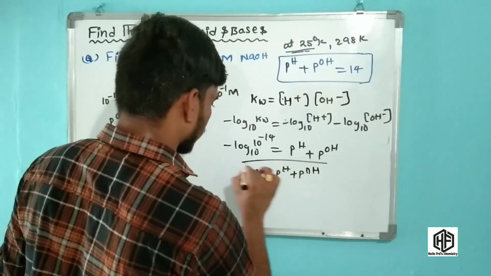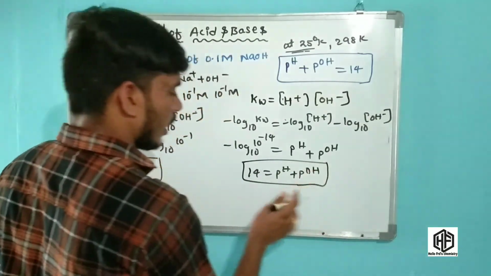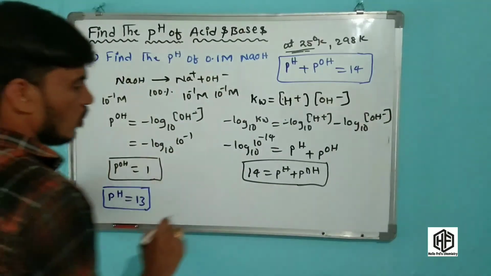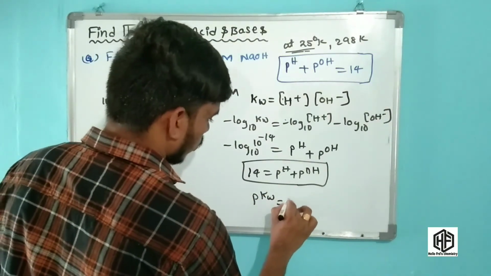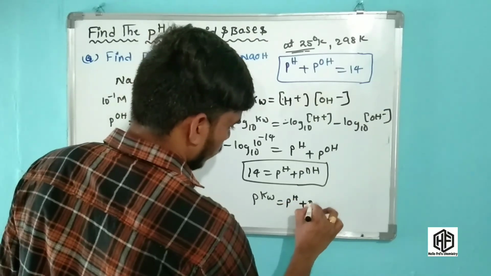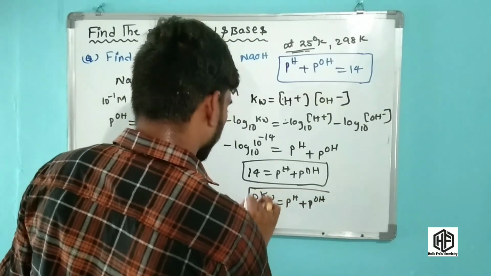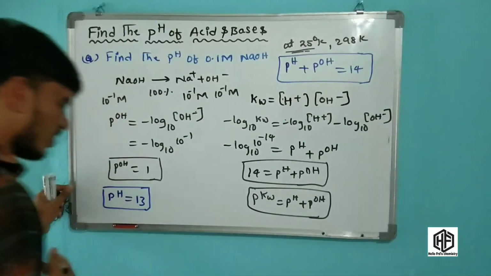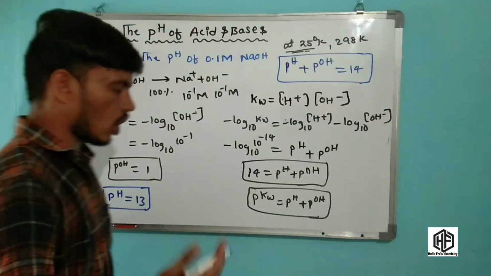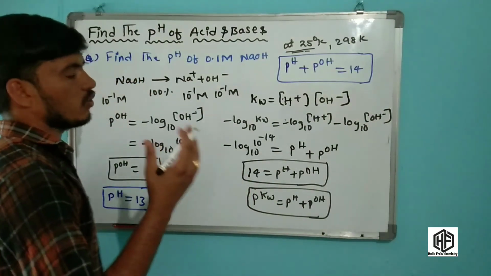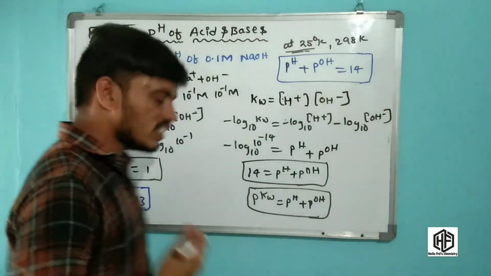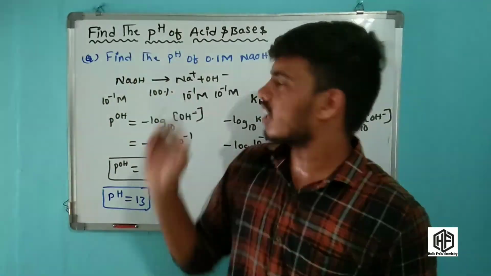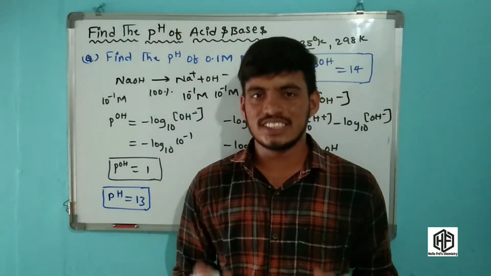This is the reason, friends. This is the reason because of the ionic product of water. This is one of the important problems. If we have any problem involving strong bases, use this formula, pH plus pOH is equal to 14. This is the concept of finding the pH of strong acids, strong bases and weak acids.